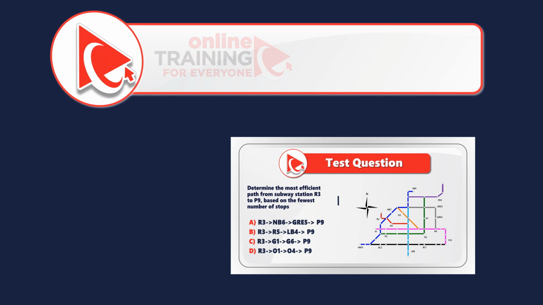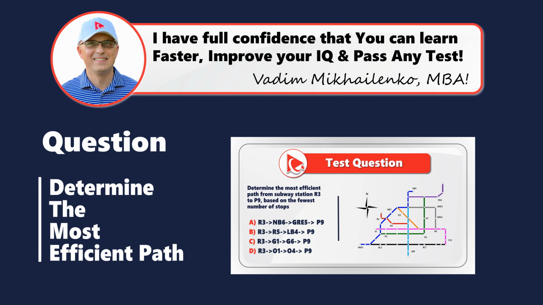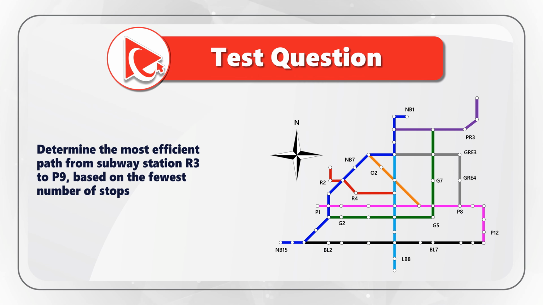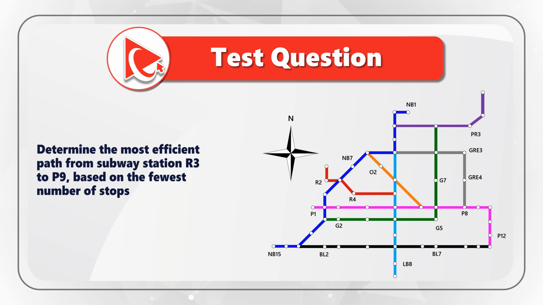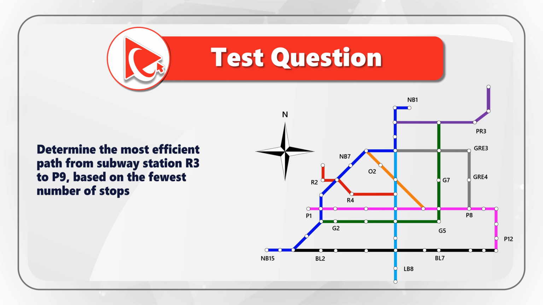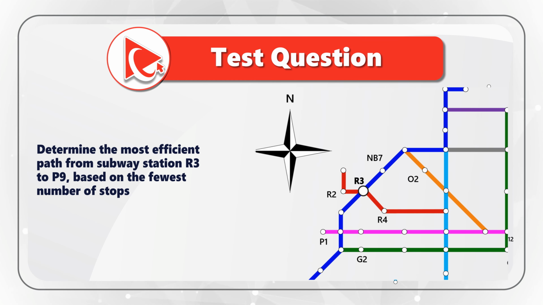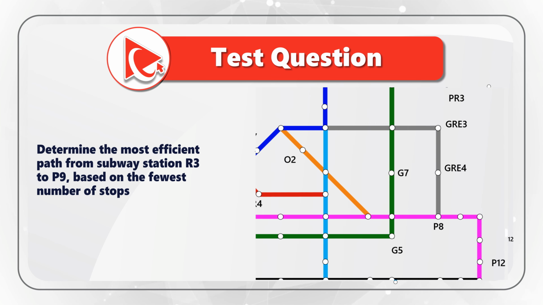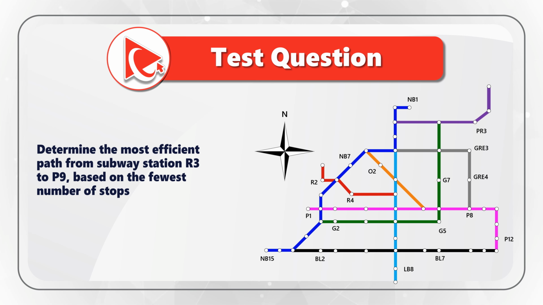Here's an amazing question to test your navigational skills, as you need to determine the most efficient path on the subway. You're presented with the map. On the map, you see multiple stops, and you need to determine the most efficient way to get from station R3 to station P9. And you need to do it based on the fewest number of stops. Once you've completed your analysis, you need to select your answer out of 4 possible choices.